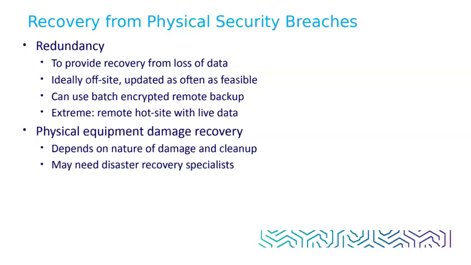Then, recovery from physical security breach. Despite all these preventive measures we have seen so far, physical security breaches can still happen due to natural disasters, accidents, or human caused incidents also. The recovery from a physical security breach focuses on redundancy and physical equipment recovery, where redundancy enables recovery from data loss through offsite backup, regular updates, batch encrypted remote backups, and in critical environments, a remote hot site with live data will be there.